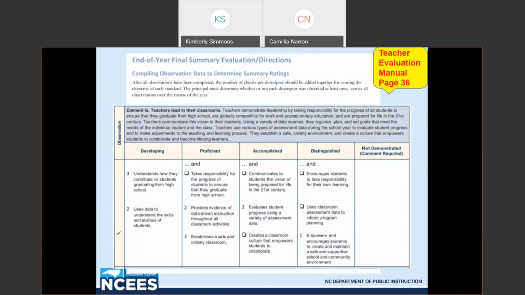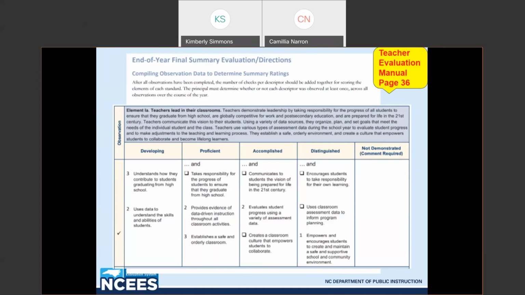Here we have a sample observation scoring summary of Standard 1 Element A, teachers lead in their classroom. Let's look at the descriptors under the developing category. Understands how they contribute to the students graduating from high school was marked 3 times throughout the year. Uses data to understand the skills and abilities of students was marked 2 times during the school year.